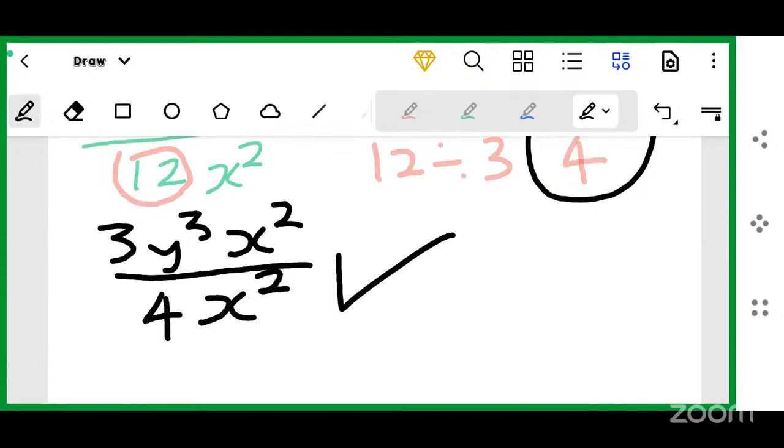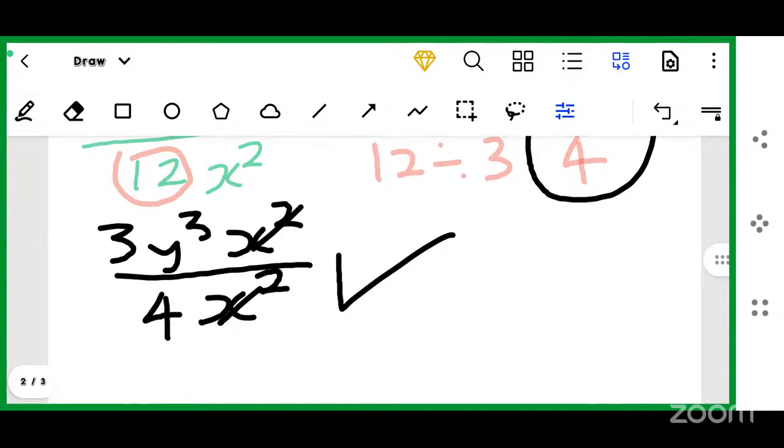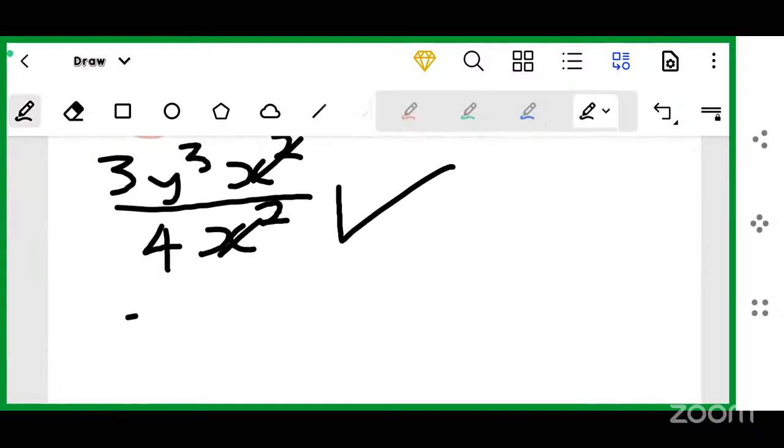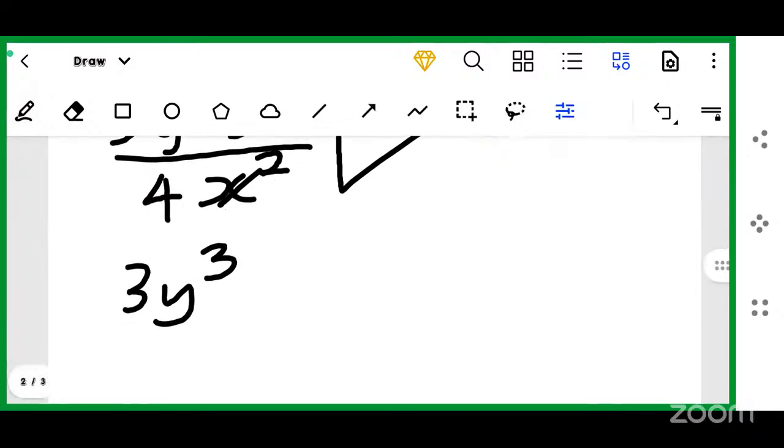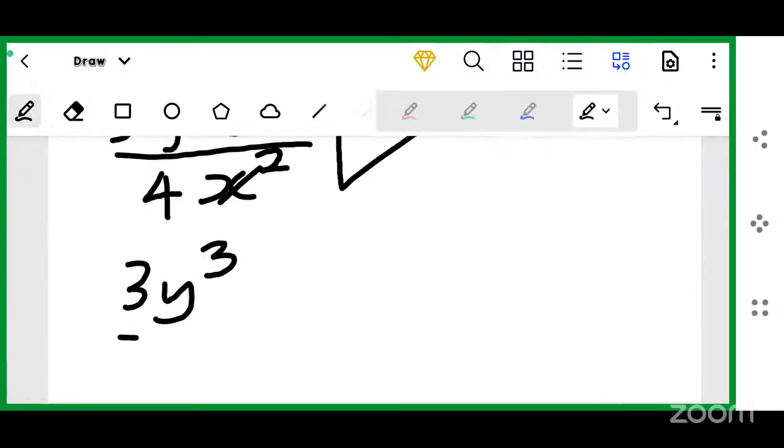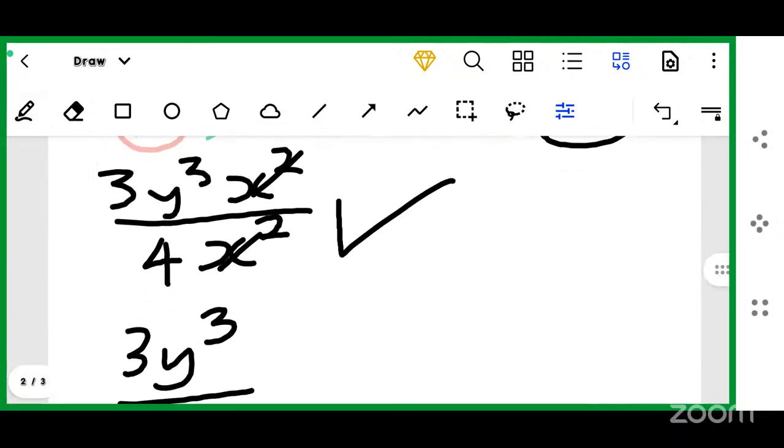Let me see something. Okay. I think these two are similar. They can cancel and we're going to remain with 3y to the power of 3 over 4. Did you see why I cancelled the 2?